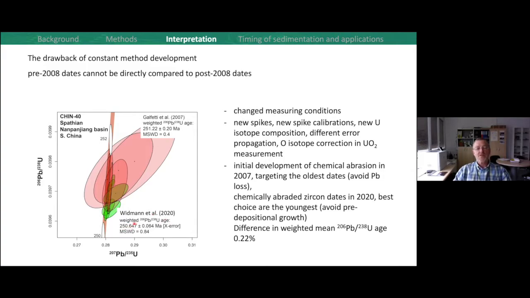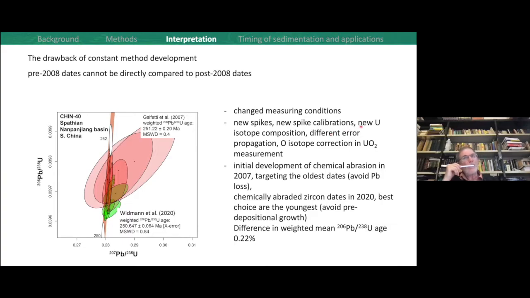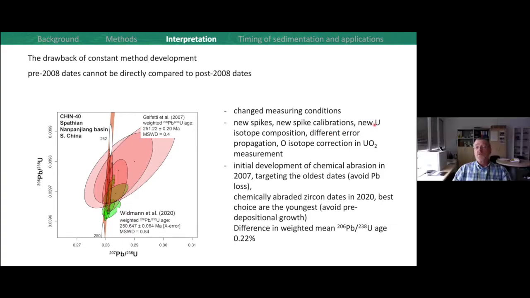Many things changed in these 13 years. Many measuring conditions changed, a new generation of electron multipliers. We had our EARTHTIME spike with a very precise spike calibration. We changed actually the isotope composition of natural uranium. Uranium we measure as an oxide, so we have to introduce an oxygen isotope correction in the measurement.